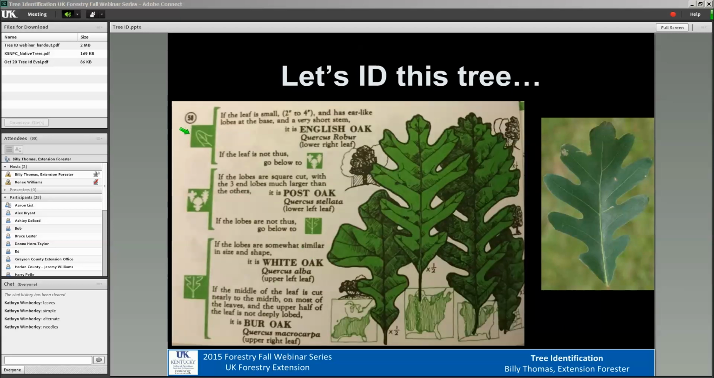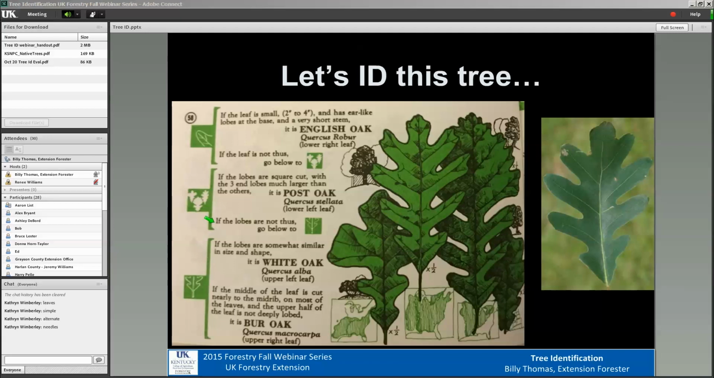And here that is. If the leaf is small, 2 to 4 inches and ear-like lobes, or if the leaf is not thus. This one right here is an English oak, the one it's talking about, and that one's this down here. In this little book, they've got the little ship there to indicate that it's not from around here. So if we know we're dealing with the native species, we know we wouldn't be dealing with that. Now, if you were in a yard or a landscape, that may be another story. So we know it's not that. We're going to go below to this symbol right here. If the lobes are square cut with the 3 end lobes much larger than the others, it's a post oak, which is this right here. We know it's not that, so we're going to go to this.